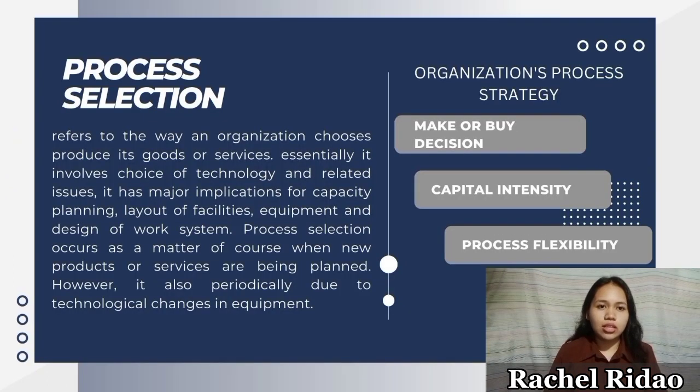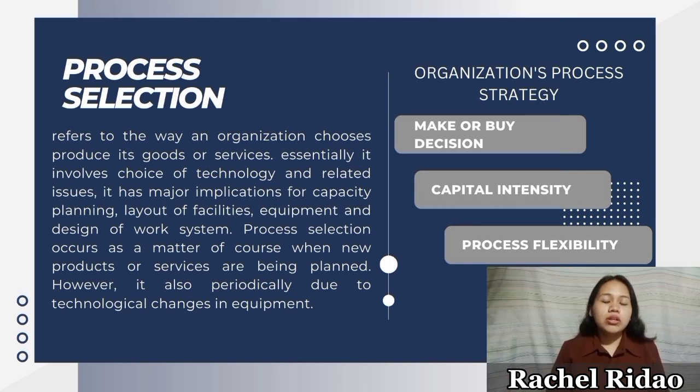Now, on the next slide is the process selection. Process selection refers to the way an organization chooses to produce its goods or services. Essentially, it involves choice of technology and related issues. It has major implications for capacity planning, layout of facilities, equipment, and design of work systems.